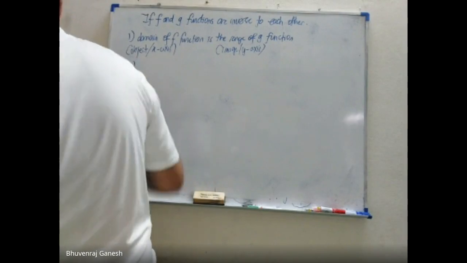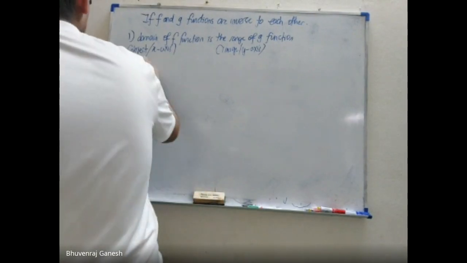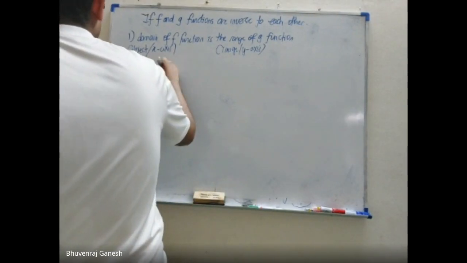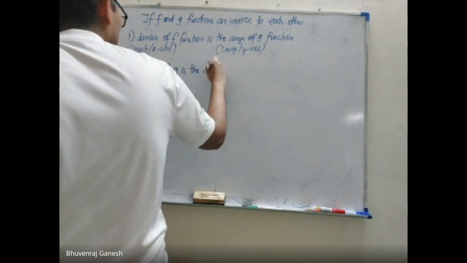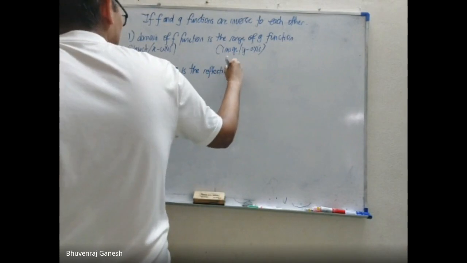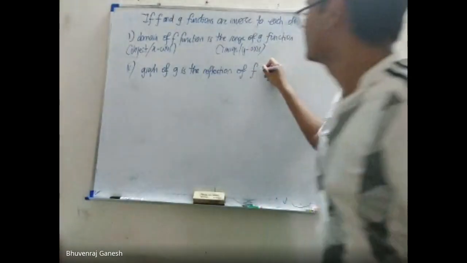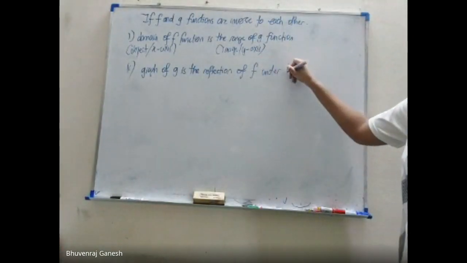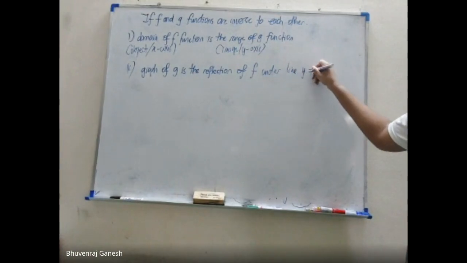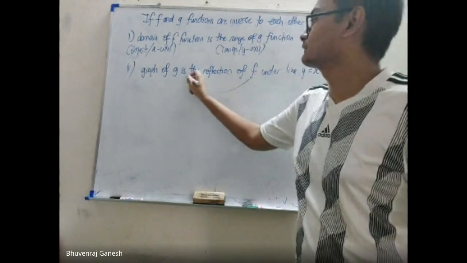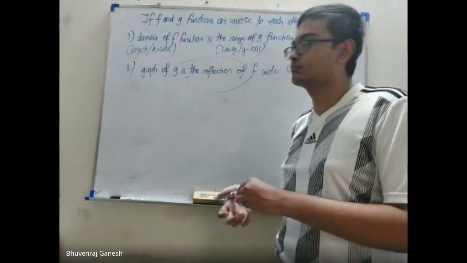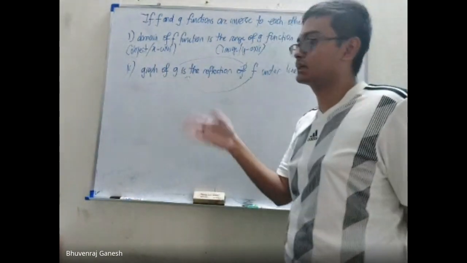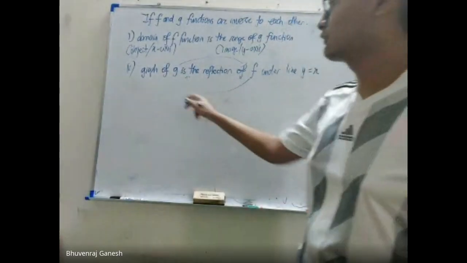So another condition: the graph of g is the reflection of f under the line y equals x. So this can apply both ways also. That depends on which one is your normal function and which is your inverse function. So you can draw the normal function from an inverse function.